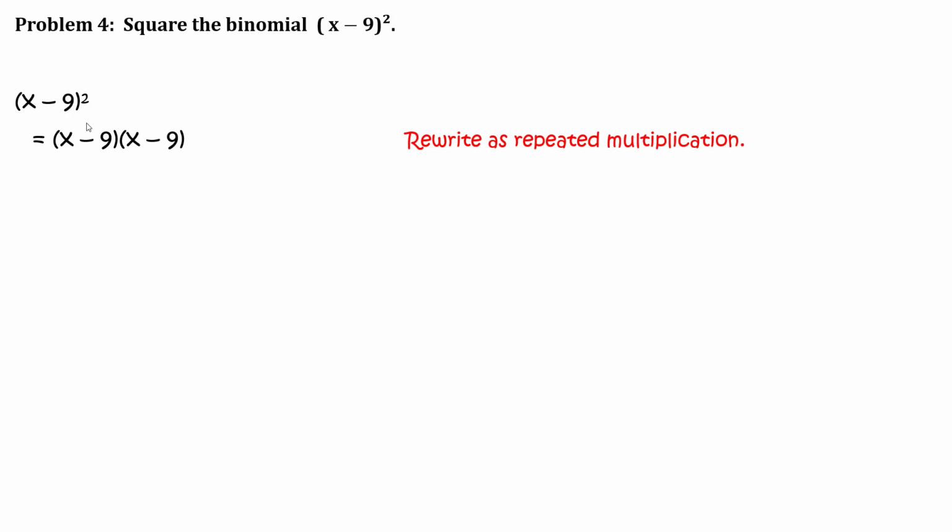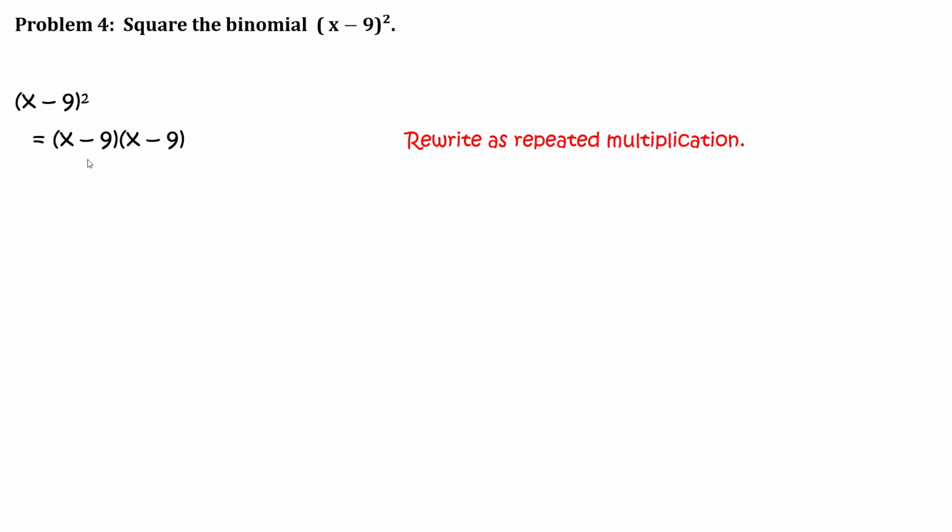All right, let's try one more of these. Problem 4, square the binomial x minus 9 squared. So the first thing I'm going to do is write the problem that was given to me, the quantity x minus 9 squared. Then, I know squaring something means multiplying it by itself, so I'm going to rewrite the squaring as repeated multiplication. So x minus 9 times x minus 9.